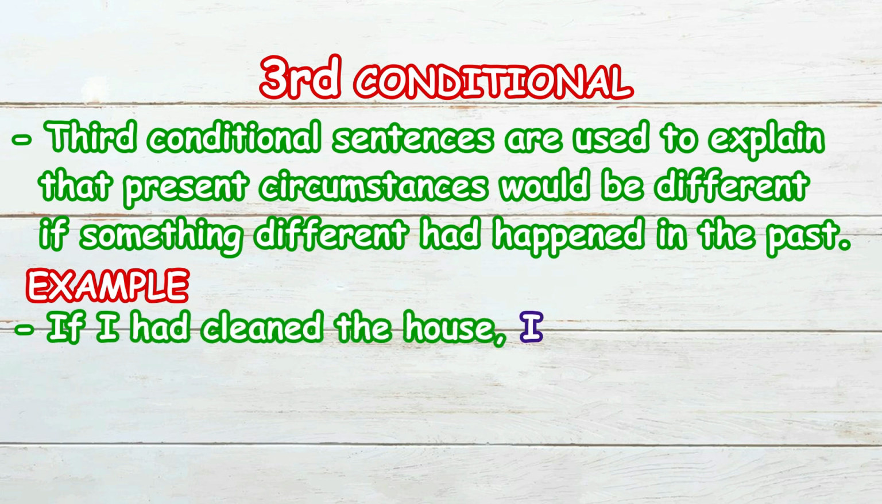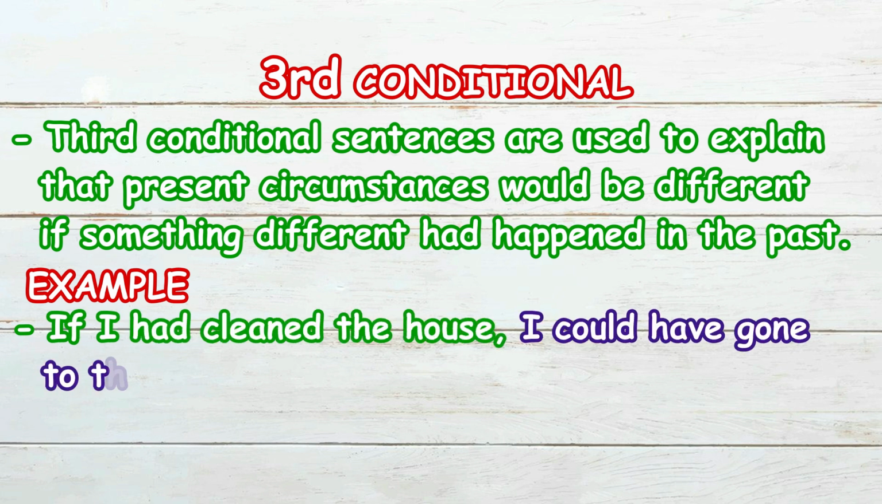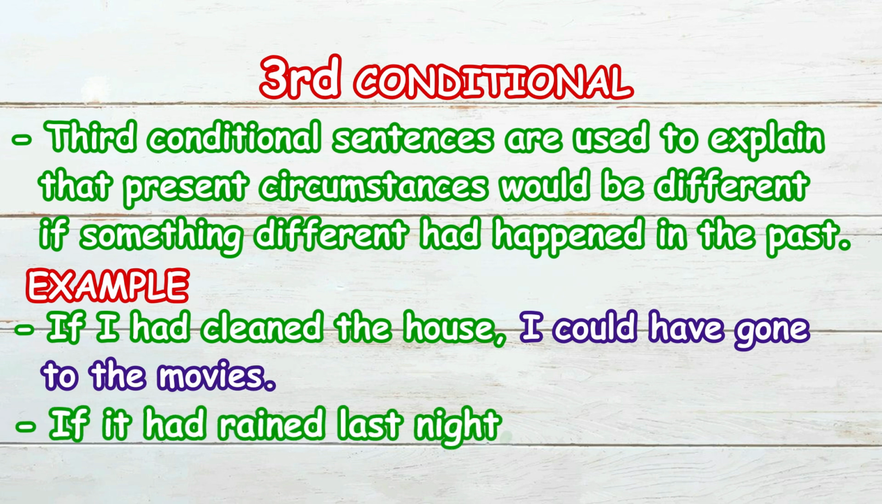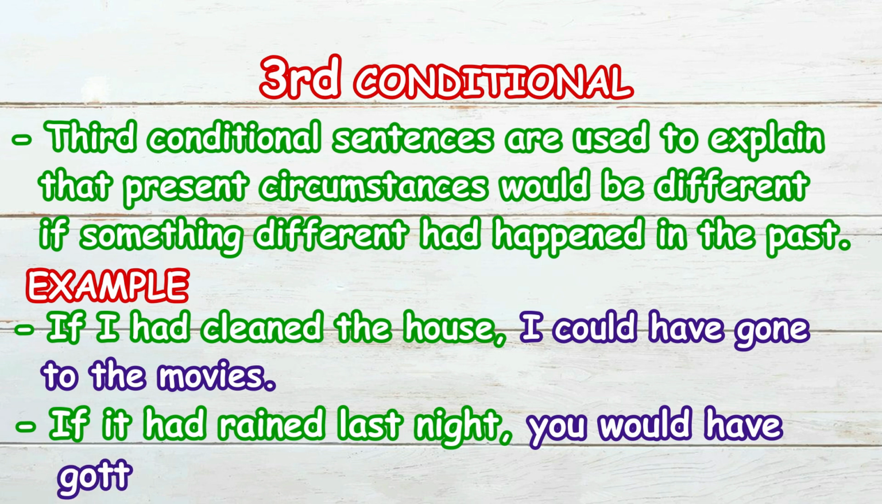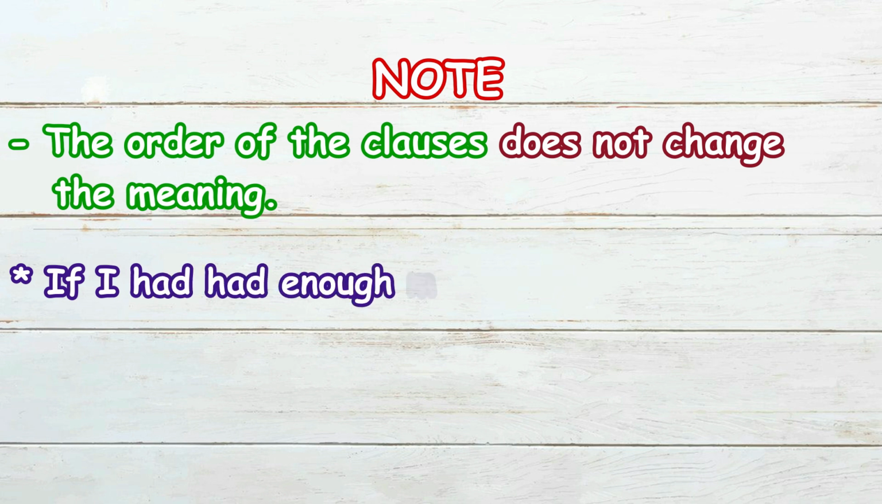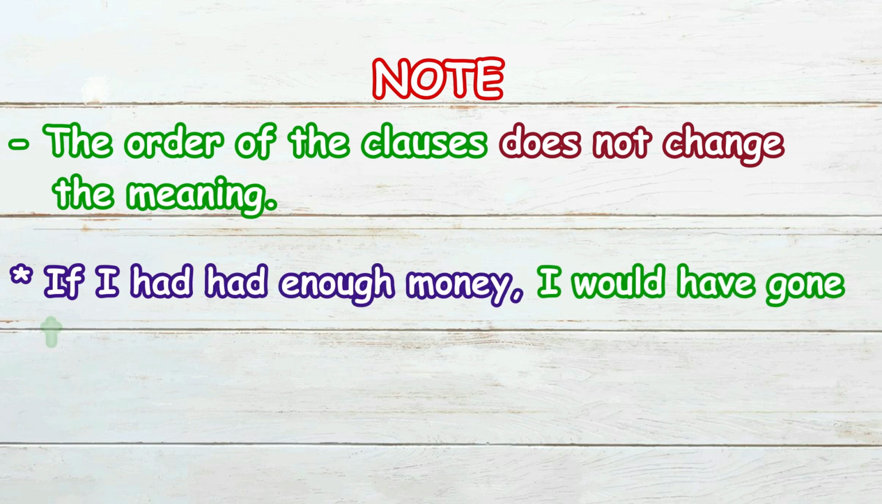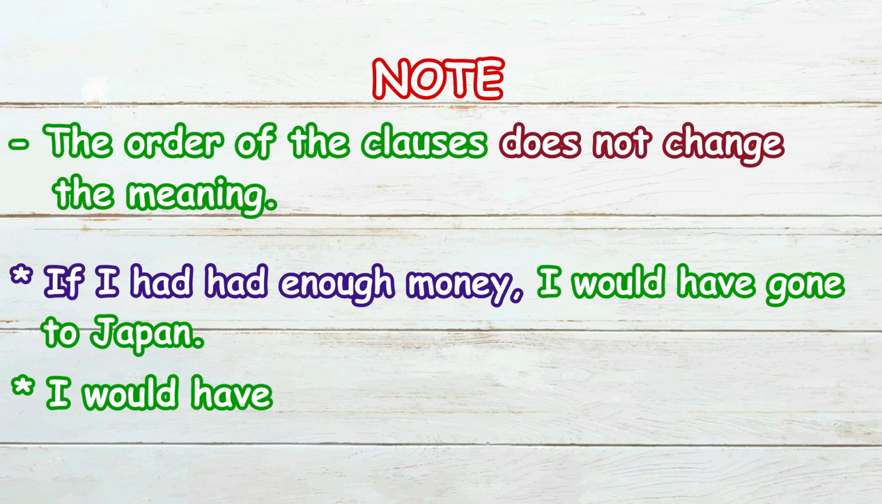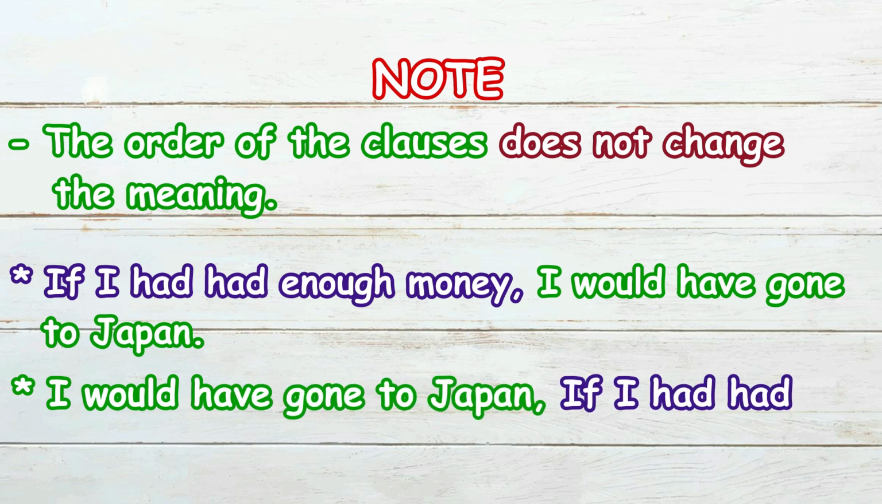For example, if I had cleaned the house, I could have gone to the movies. Or if it had rained last night, you would have gotten wet. Note that the order of the clauses does not change the meaning. If I had had enough money, I would have gone to Japan. Or I would have gone to Japan if I had had enough money.